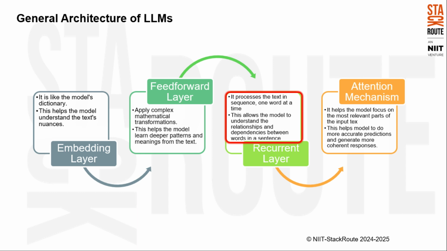This allows the model to understand the relationships and dependencies between words in a sentence, like how "the cat sat on the mat" makes sense because the words are in the correct order.